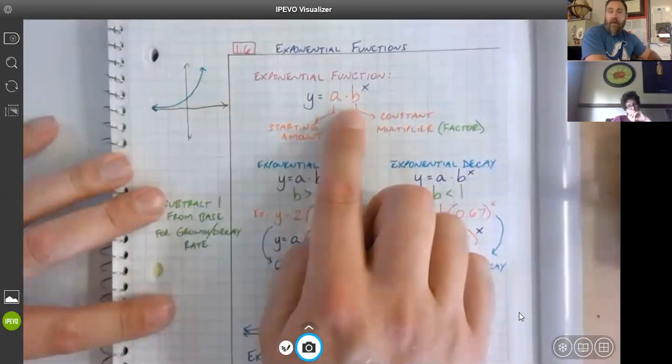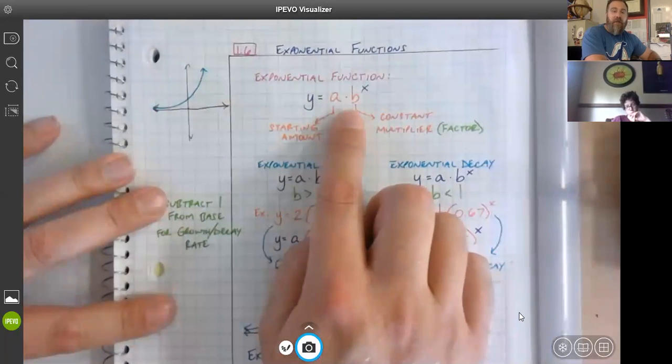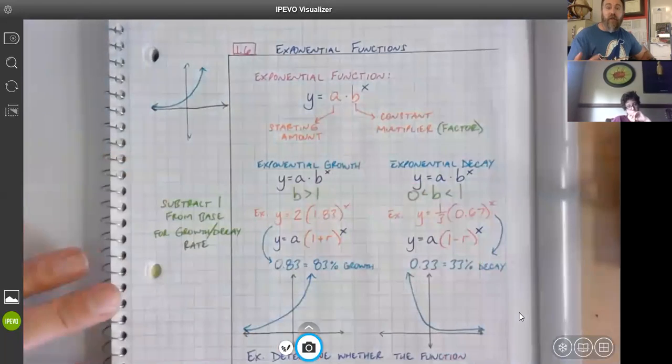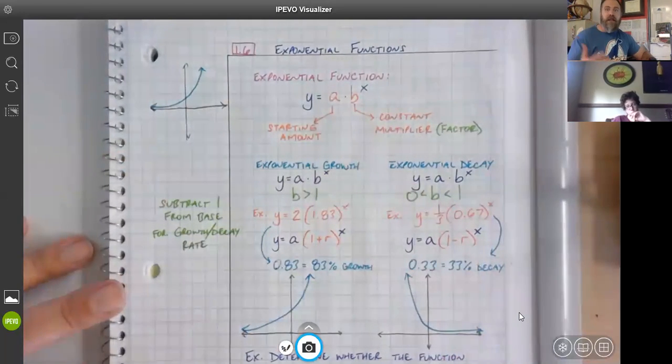b, the base of my exponent, is actually going to be the most important feature of this entire function. This will be the one that ends up doing most of the heavy lifting. Kind of like with a linear function, slope was the main thing that made it a line.